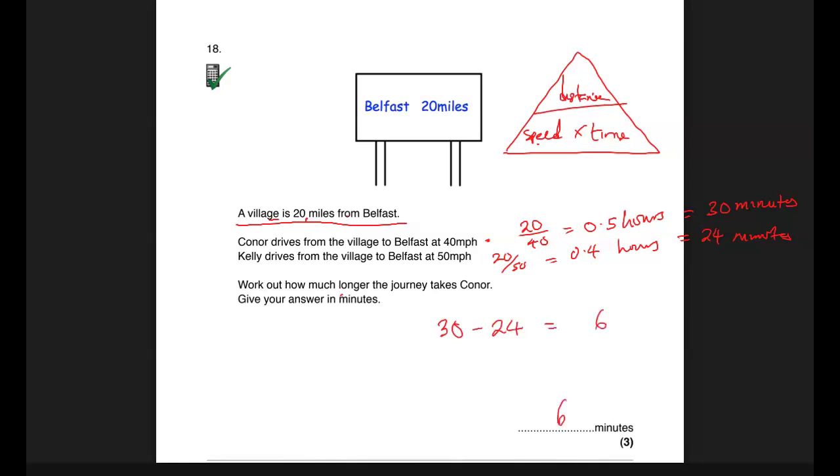You get 6 minutes? No. Okay. So what did you get? What did you get? I didn't do the last bit. You did 30 take away 24. Yeah, because I asked you how much longer. I stopped with a minute. That's why I didn't do the further calculation. Okay.